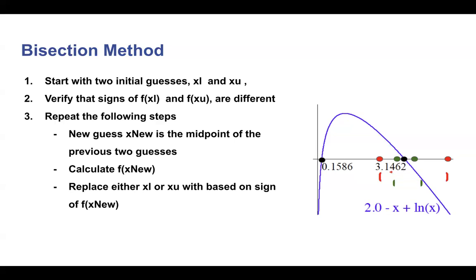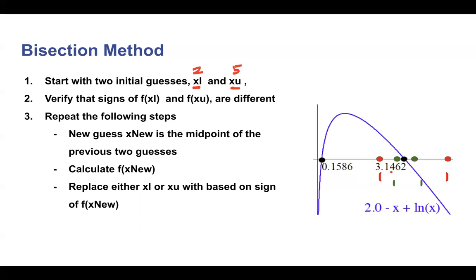Initially, I'll give two values, XL and XU. For the time being, I'll give XL equal to 2 and XU equal to 5. This is X lower limit and X upper limit. I need to find a value that falls between 2 and 5. That's what I'm trying to do.